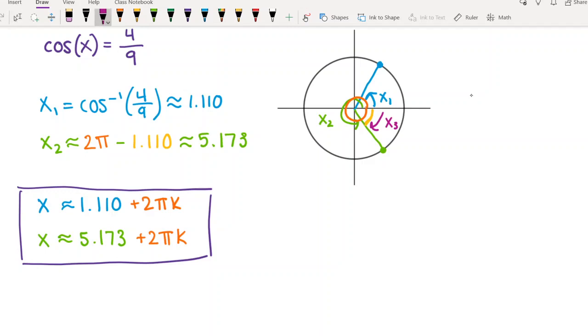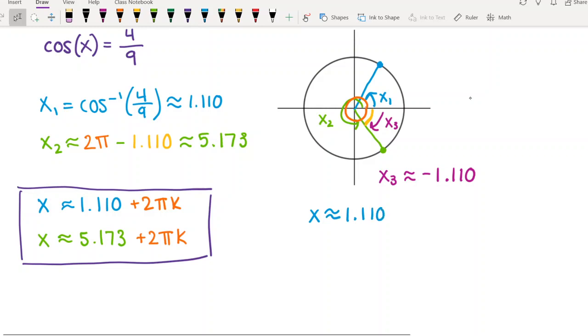So you also could have said that x3 is basically equal to the negative of x1, right? Because it's the same amount of angle, it's just going the opposite way. So you could say that was negative 1.110 radians. So another completely valid solution would have been to say, as your first solution, x is approximately equal to 1.110 plus 2 pi k, so that's still the same first angle. And then for the second one, x is approximately equal to negative 1.110 plus 2 pi k.